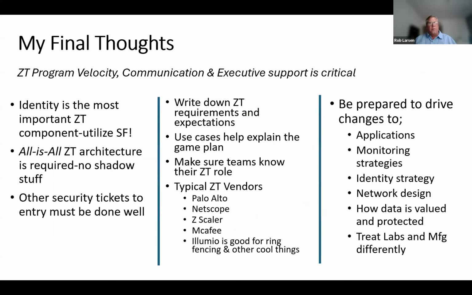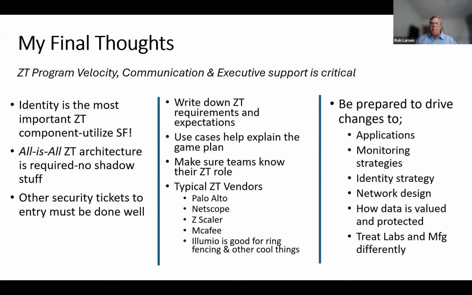So my final thoughts. I think zero trust program velocity, communication, and executive support is critical. If you're going to go down this path, you need some help, and you need to have an actual strategy to present. But I will tell you, identity is the most important zero trust component. Utilize Silverfort to drive that identity provenance. That all is all zero trust security architecture.